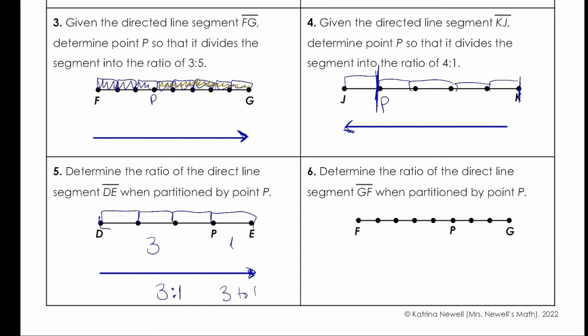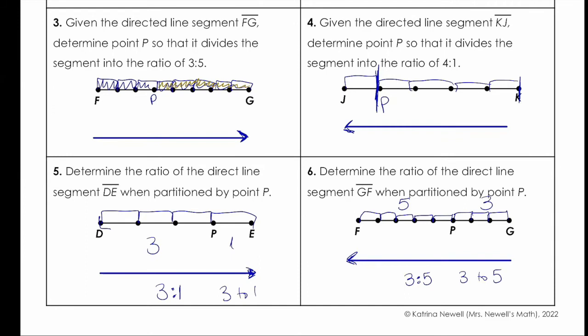And the same thing goes for the one on the right. We're going G to F, so we're going right to left. How many segments before we get to P? 3. And then after P? 5. So our ratio from G to F is 3 to 5. Or you can write it in word form, 3 to 5.